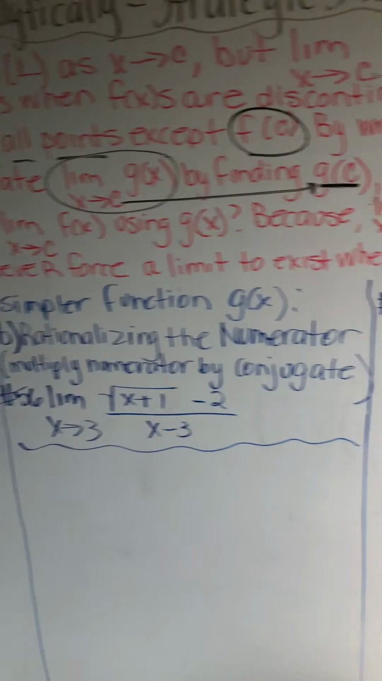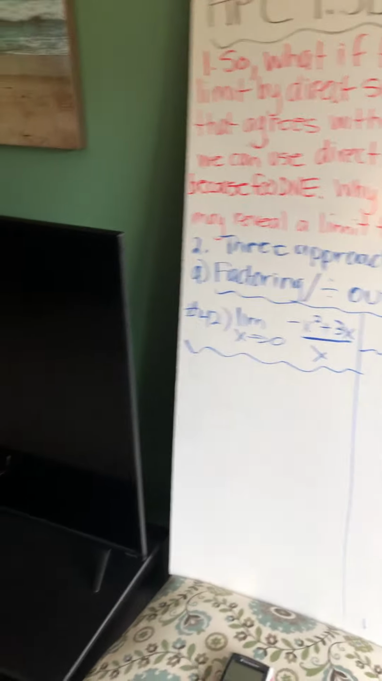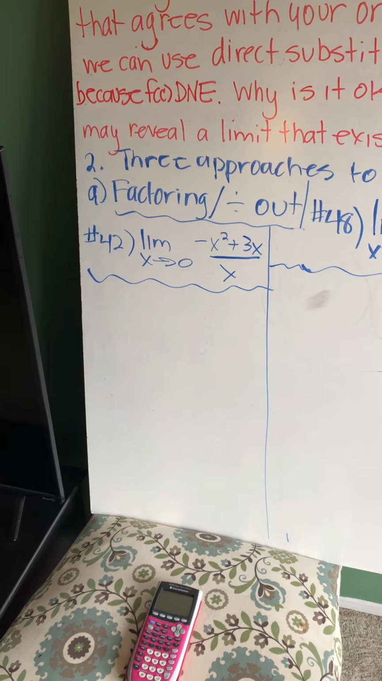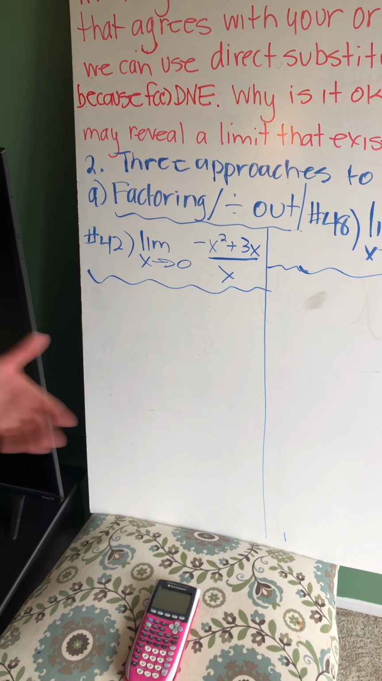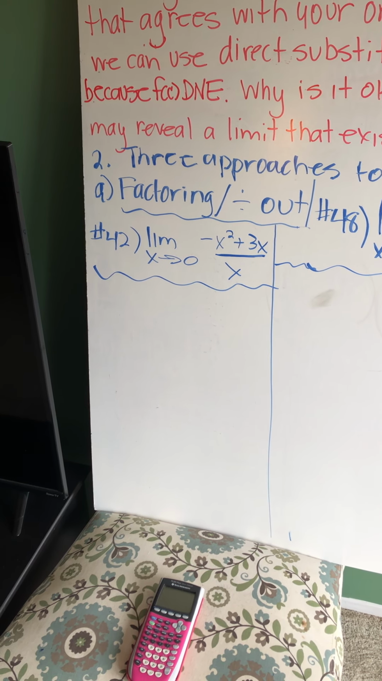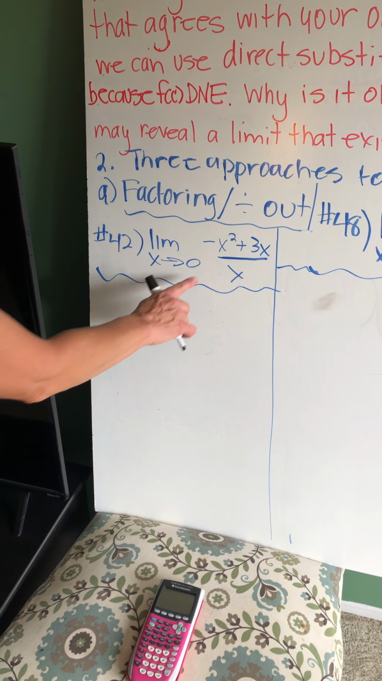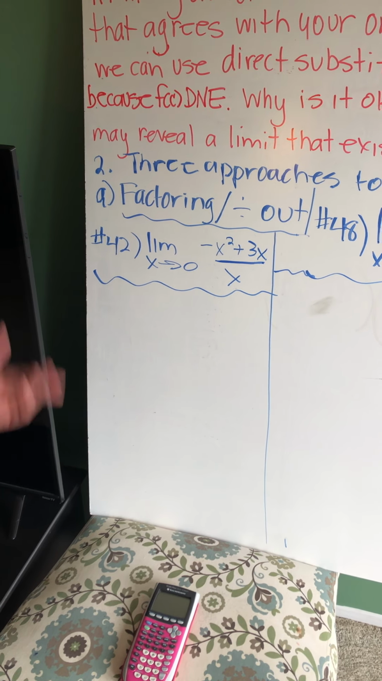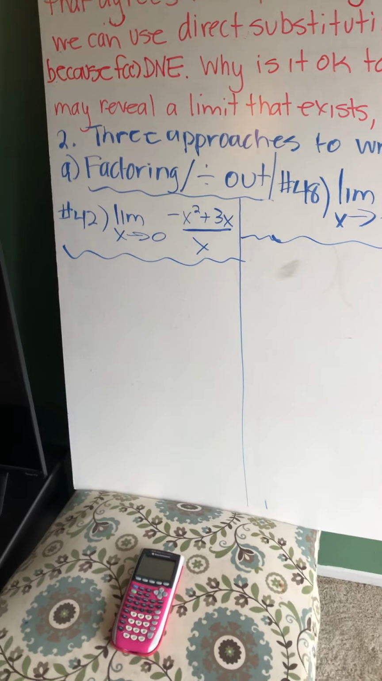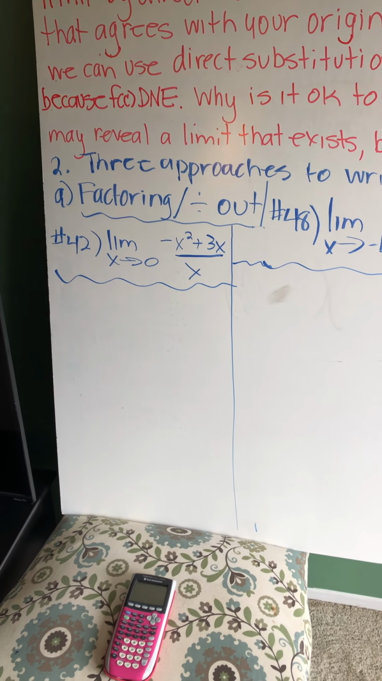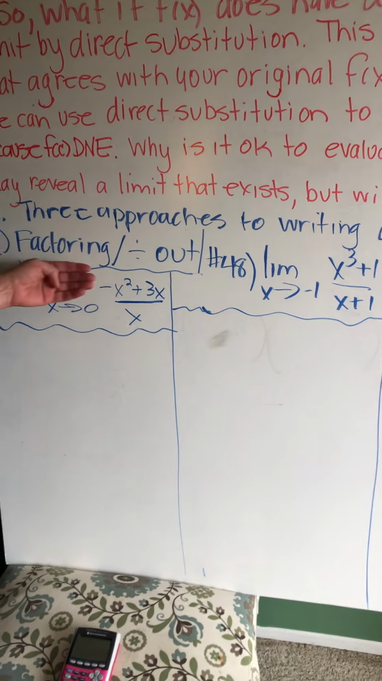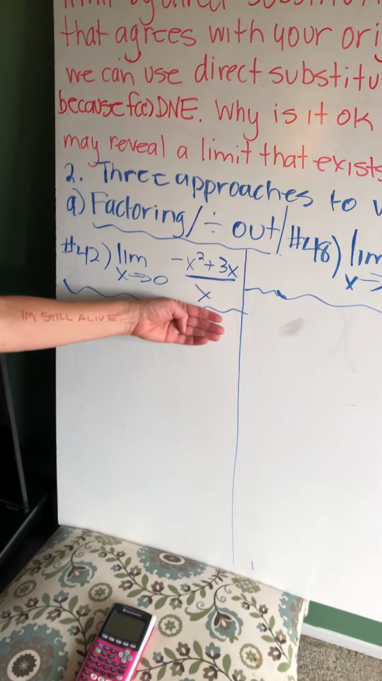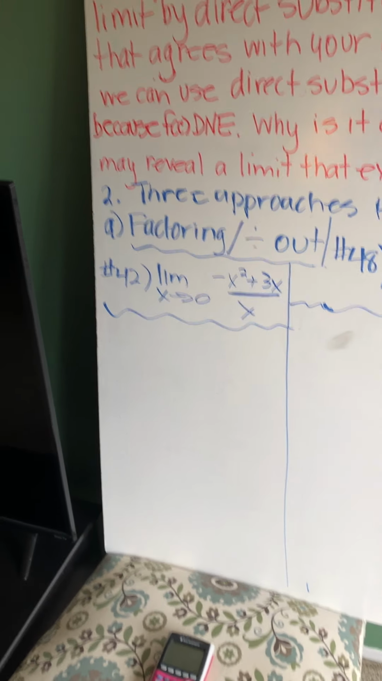Let's try it. So, our first function is we are offered a limit. The limit is x approaches 0 of negative x squared plus 3x divided by x. The first thing you do when you are presented with a limit is try direct substitution. You can see though that when you try to put a 0 into the denominator, it doesn't work. We can't solve this limit. But is there a limit? If there is, can we unveil that limit? So by factoring or dividing, let's see if we can write a simpler function and then use direct substitution to evaluate the limit.